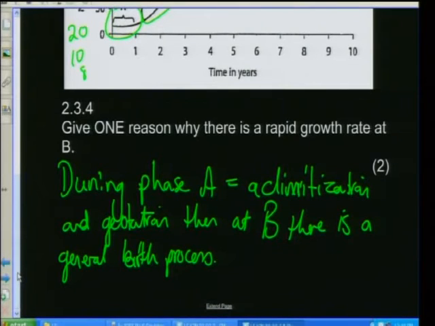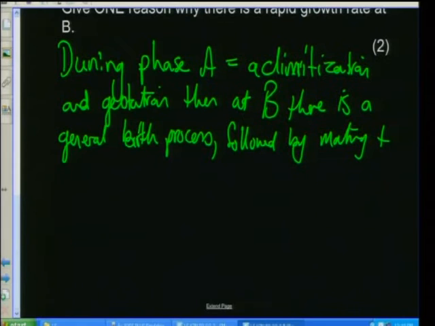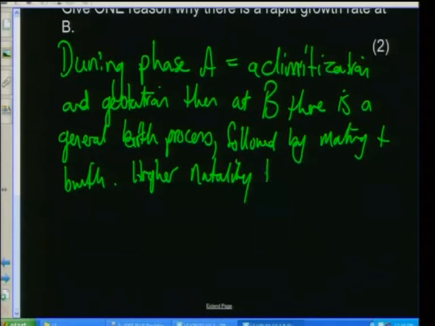So there's gestation, and then at B, there is a general birth process, which is followed by mating and birth. Okay, so what have we got here? We've got a higher natality than mortality rate. And that is what causes that incredible growth rate.